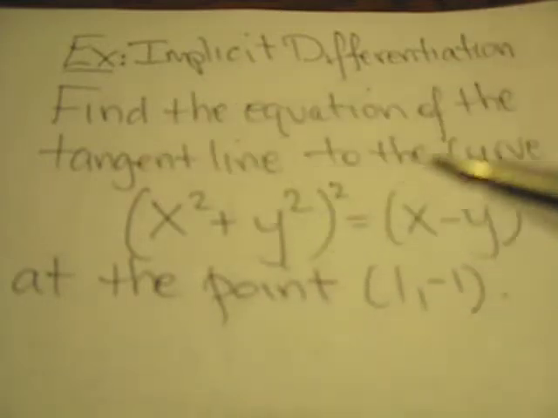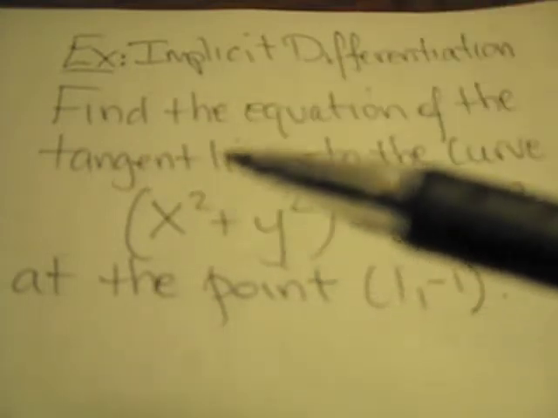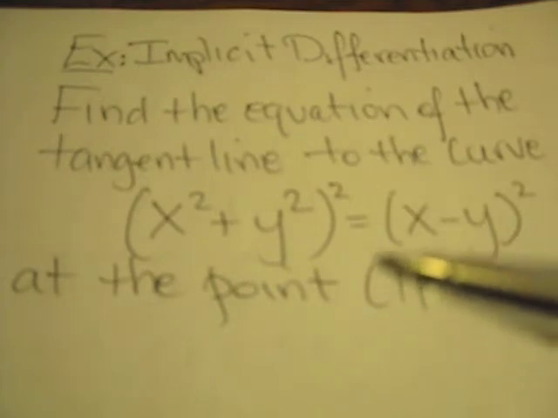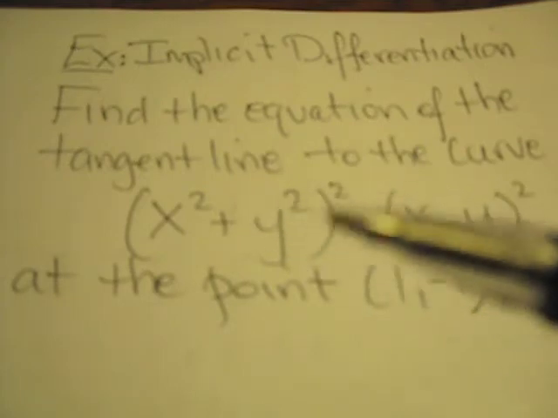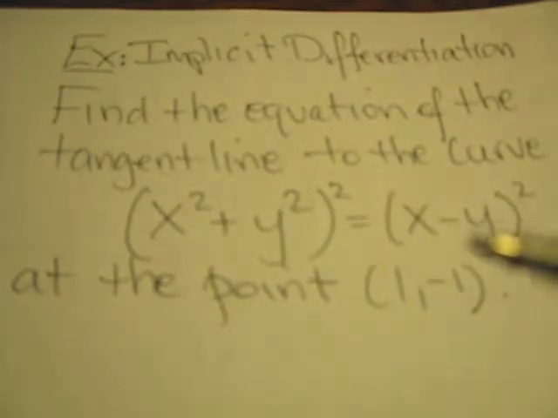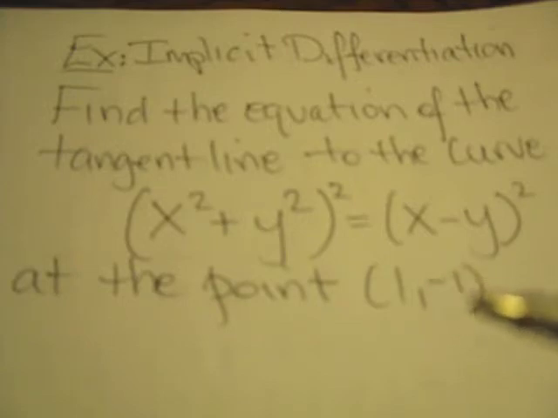Now we're going to find the derivative because remember, to find the equation of a line, which is what the tangent line is, we're going to need to know the slope, and the slope is in fact dy on dx, and then we're going to need to use the point slope form to find the equation of the tangent line. Alright, so let's begin.